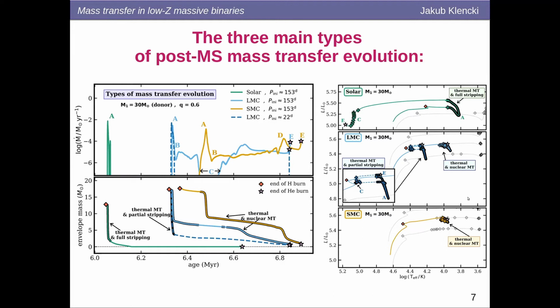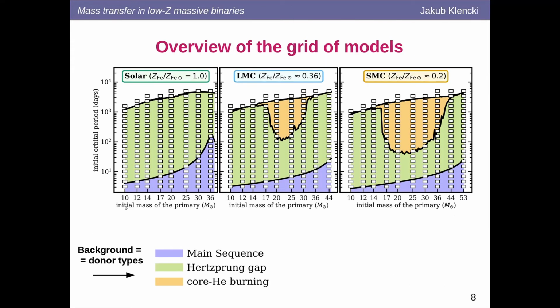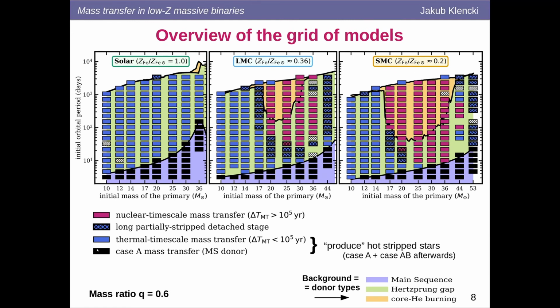So now we can take a look at how these different types of evolution span across the grid of different masses and orbital periods that are computed. So again, the background colors here correspond to estimated evolutionary stages of the donor star at the point of Roche lobe overflow. And now the different rectangles indicating the models, I'm going to color according to what is the type of the mass transfer evolution that we find in those models.